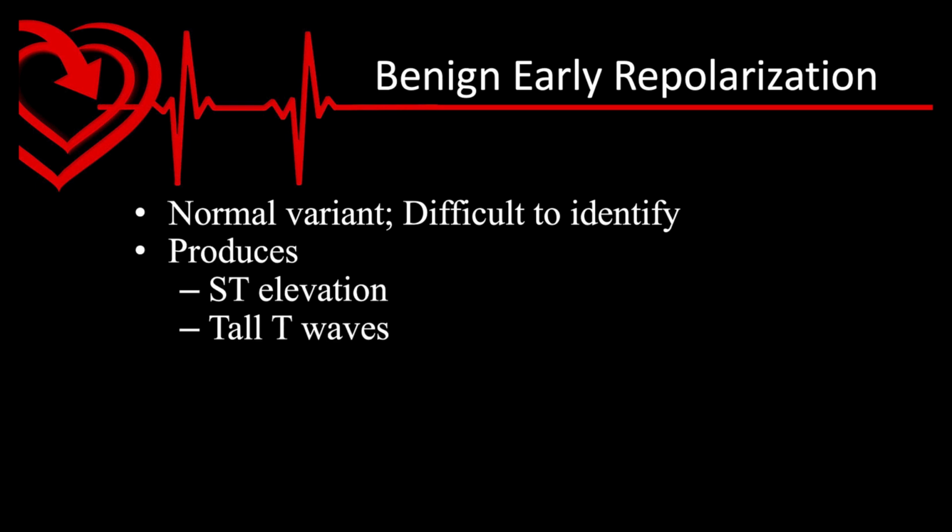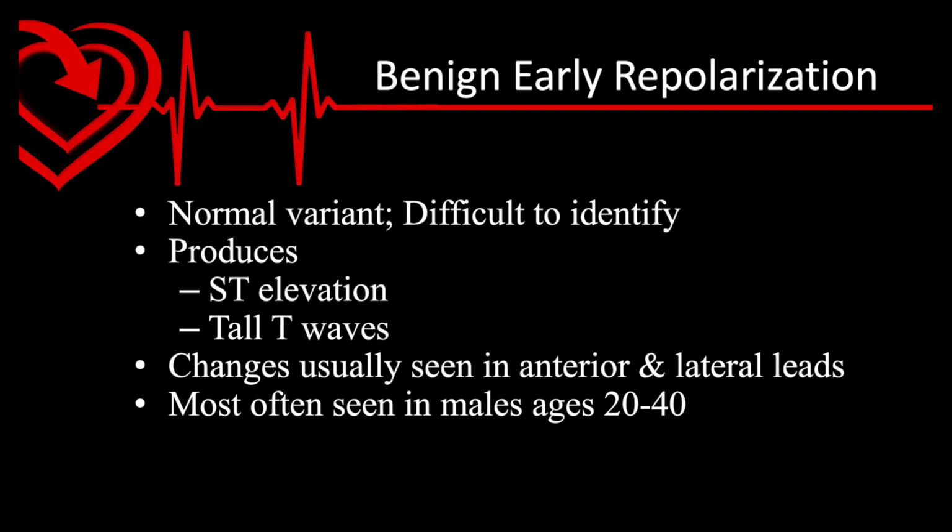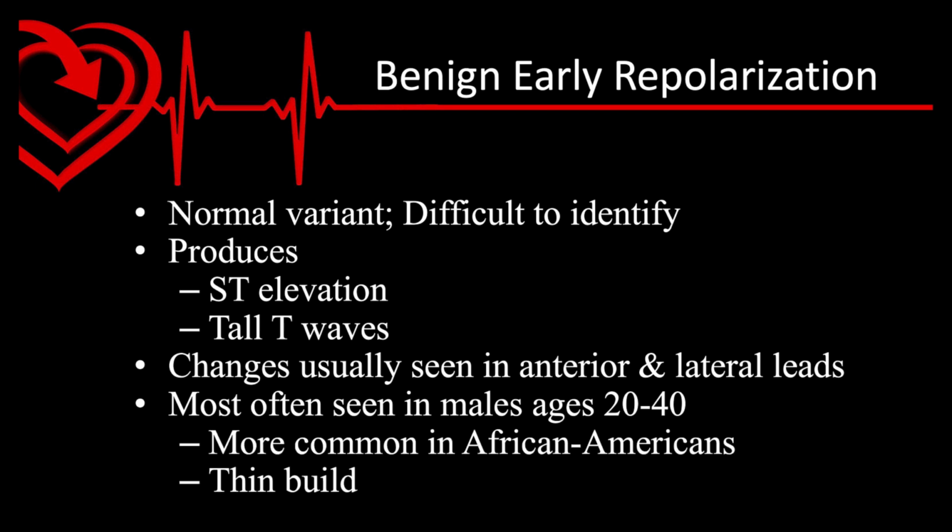It's not easy to identify. If it's there, it can produce ST elevation. It can produce tall T waves. It's usually, but not always, seen in the anterior and lateral leads. And it's most often in males, 20 to 40 years of age. It's more common in African Americans than other races, and it's more common in people of thin build. So that's kind of the key here.